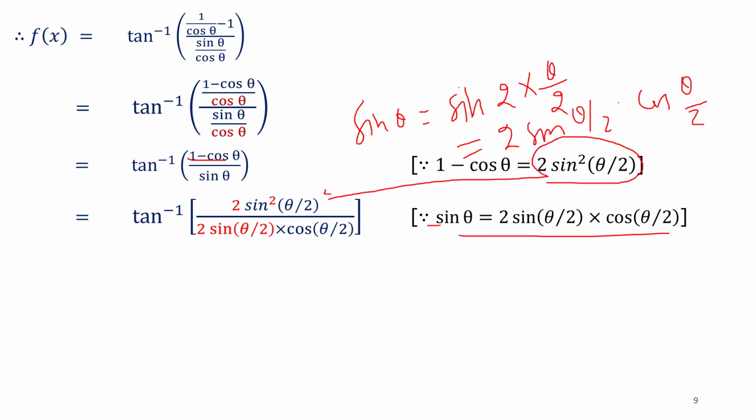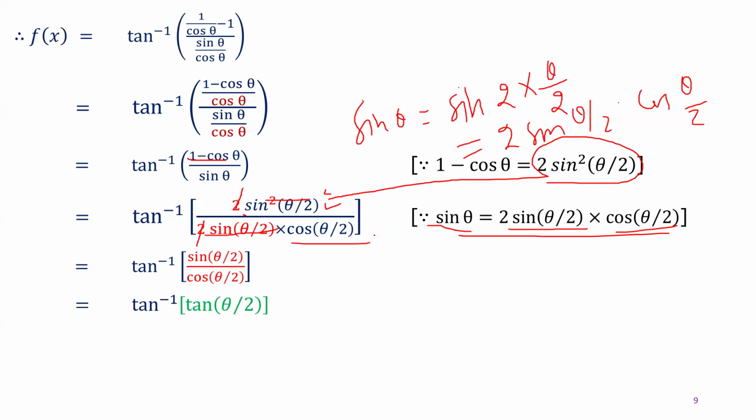And what is sine theta? It is 2 sine theta by 2 cos theta by 2. So this 2 and 2 will cancel. Sine square theta by 2, so one sine theta by 2 will cancel with this sine theta by 2. We have sine theta by 2 upon cos theta by 2, which is nothing but tan theta by 2. So using the property of trigonometric function, tan inverse of tan theta by 2 is nothing but theta by 2.